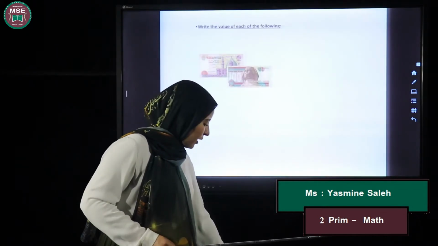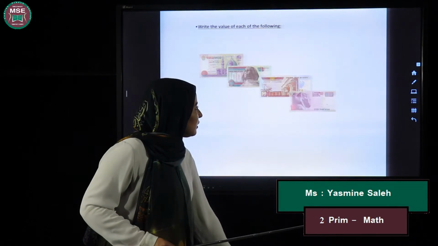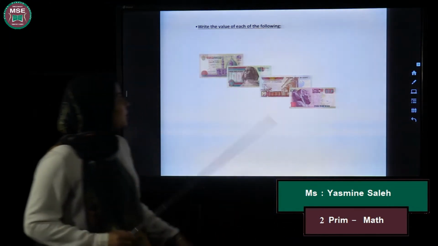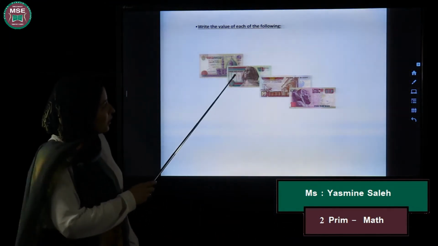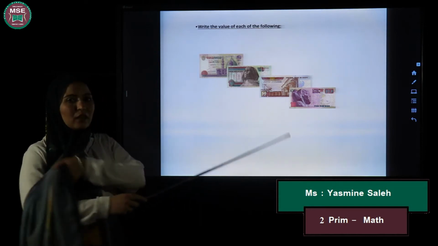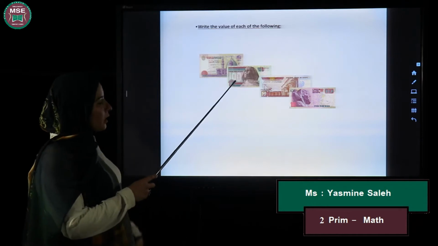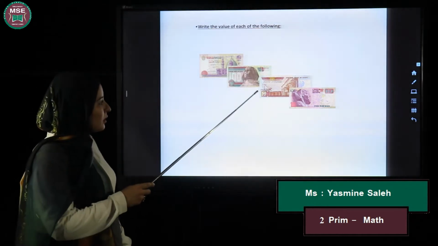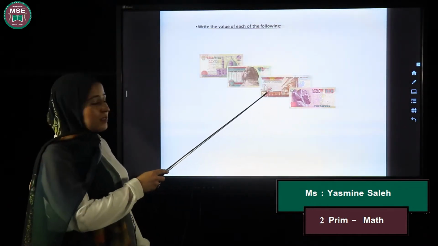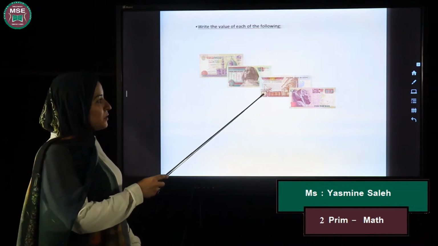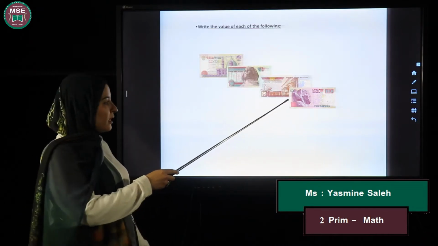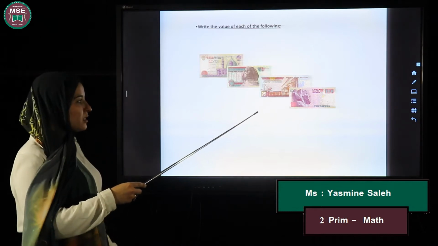Okay, here we want to write the value of the money. We have 200 LE, 100, 50 and 10. I will count first the hundreds. I have 200 and 100, which will be 300. And I have 50, so 350. 350 plus 10 will be 360 LE.